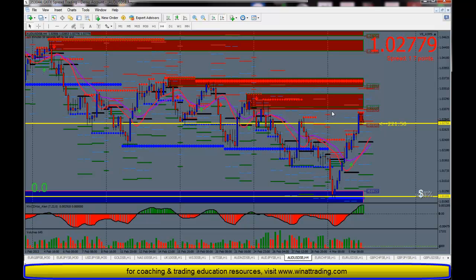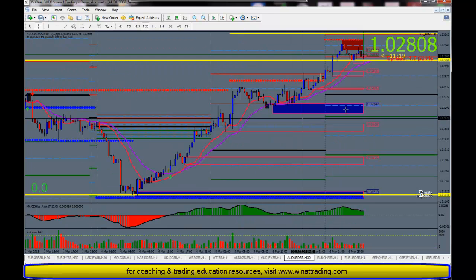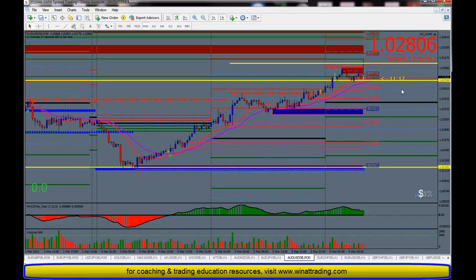On the 4 hourly, there's a bit of this supply area here, and it has already tested that area, used some of that supply. So this is a possible long, but I'm not going to take it until it breaks through this area over here, this area at 1.03052. So I'm waiting for a break of that area over there before I look for any longs.